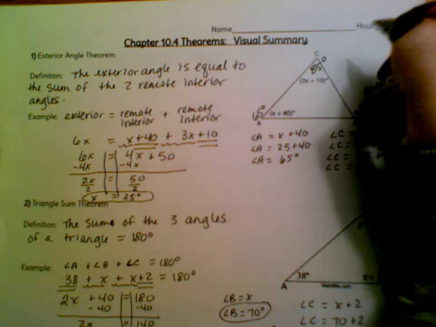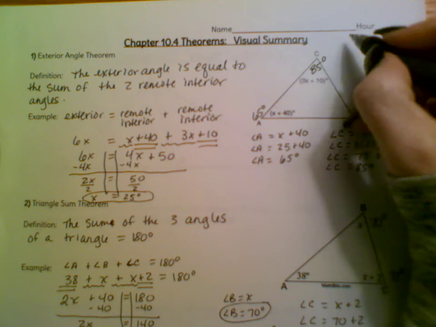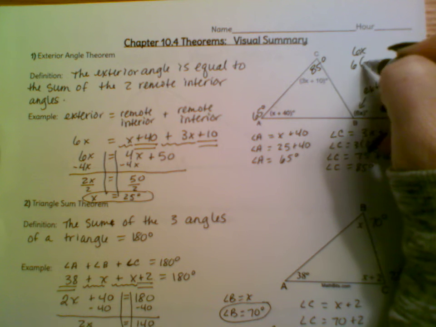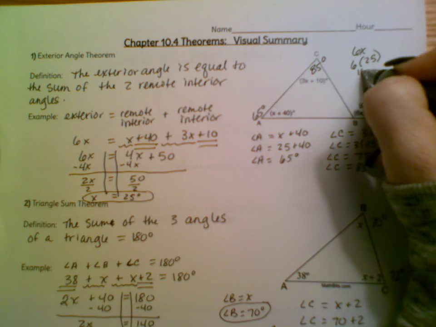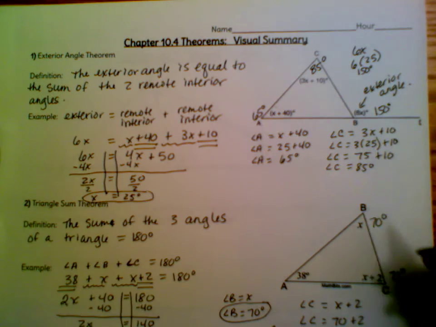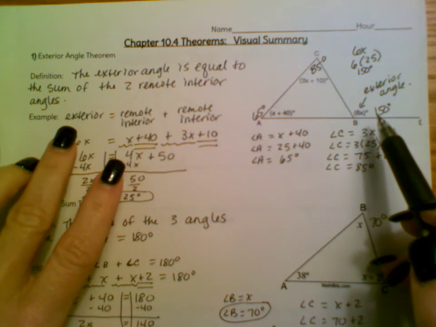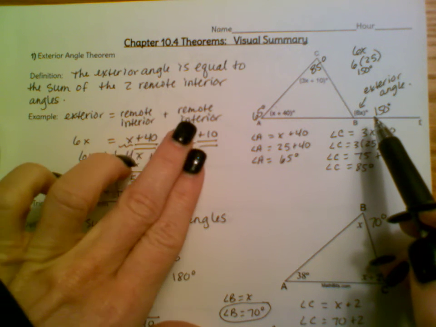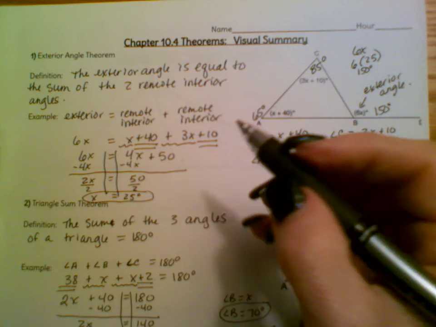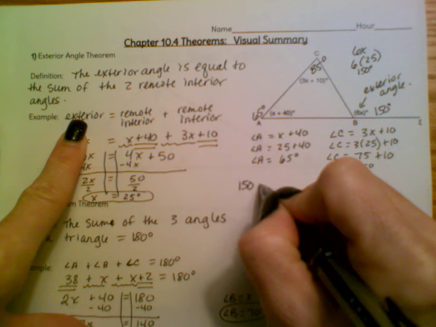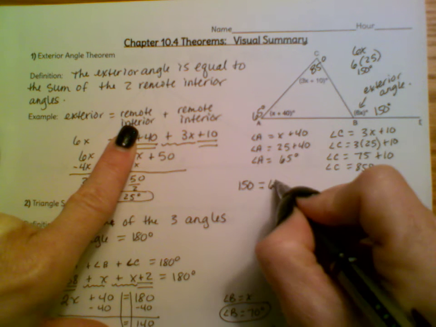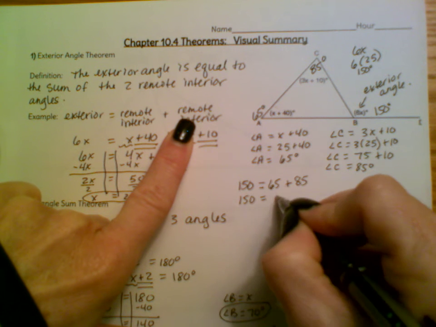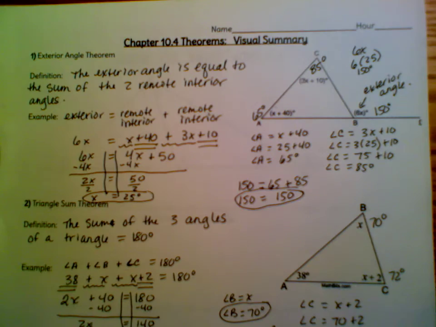Okay, this exterior angle, I'm going to do right up here. So that exterior angle is 6x, which is 6 times 25, which is 150 degrees. Okay, let's check this. The exterior angle is equal to the sum of the two remote interior angles. So let's see if that in fact is true. Exterior 150 is equal to one of the remotes, 65, plus the other remote, 85. When you add those together, it checks out, so we're good.